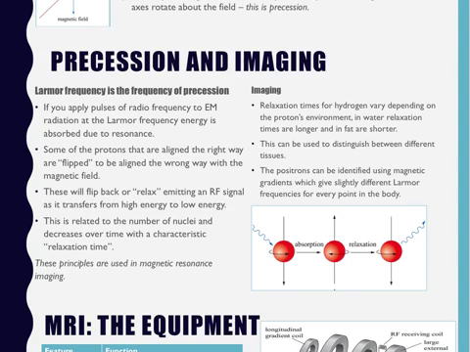This is related to the number of nuclei and decreases over time with a characteristic relaxation time. These principles are used in magnetic resonance imaging. In the imaging, relaxation times for hydrogen vary depending on the proton's environment. In water, relaxation times are longer, and in fat they are shorter. This can be used to distinguish between different tissues. The protons can be identified using magnetic gradients, which give slightly different Larmor frequencies for every point in the body.